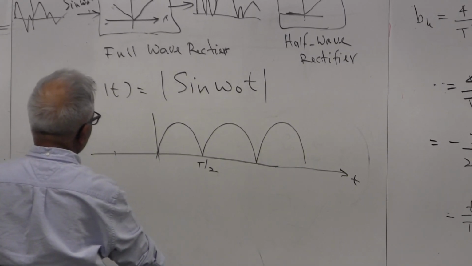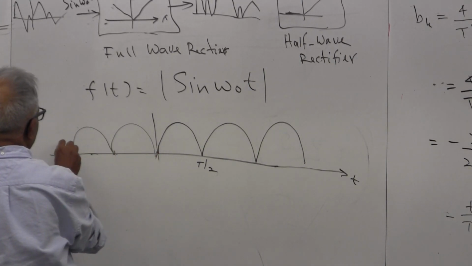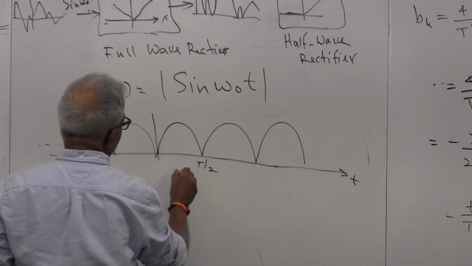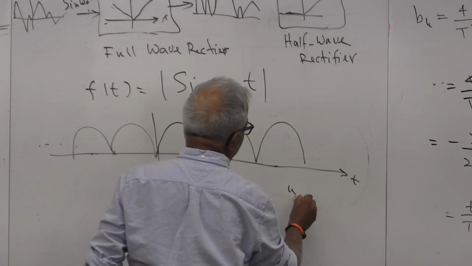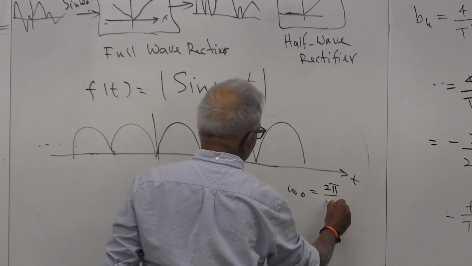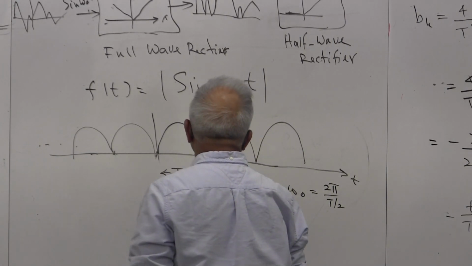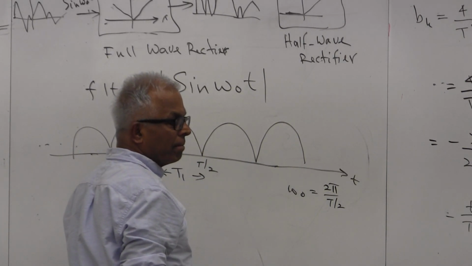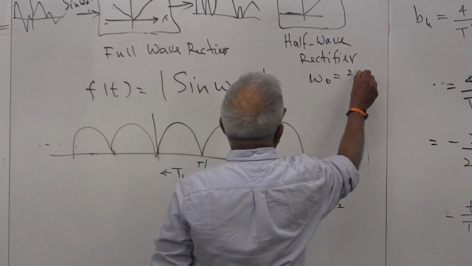So let me draw the waveform. What's the period now? Anybody? Right. So the new period is T1. For this waveform, omega naught will be 2 pi over whatever is the period, which will be T by 2. So I'll simply call it omega naught. Professor, what did you do with T by 2? I'm saying here omega naught is some 2 pi over T, right?